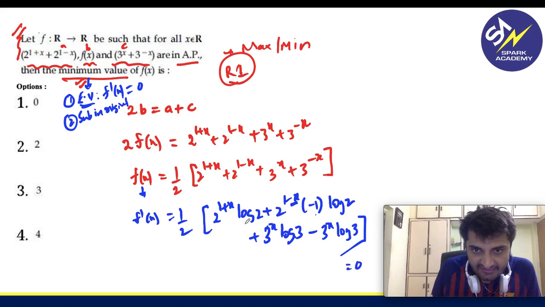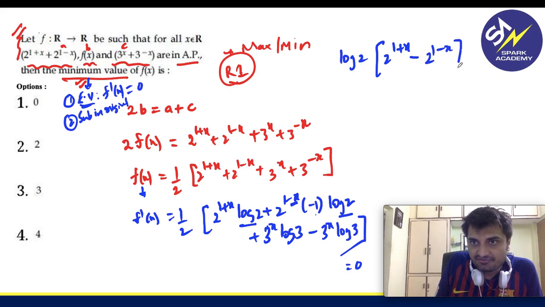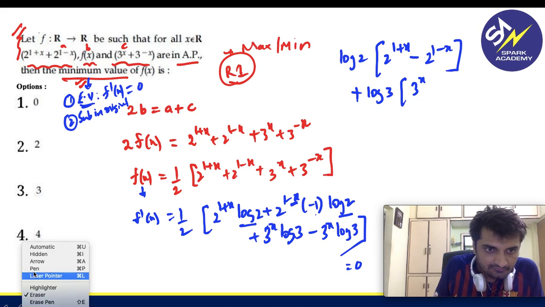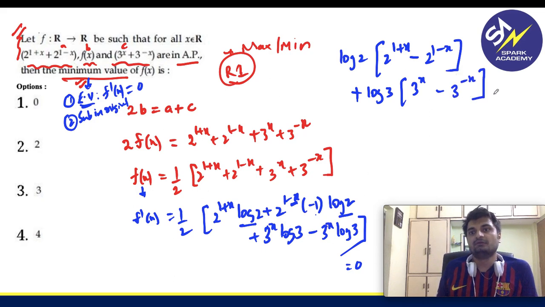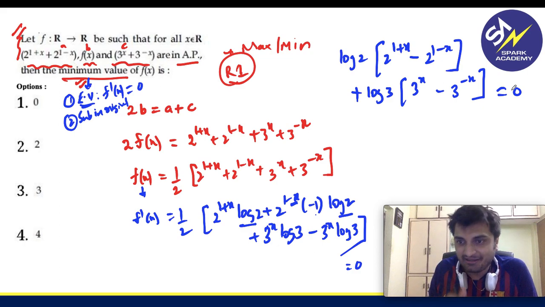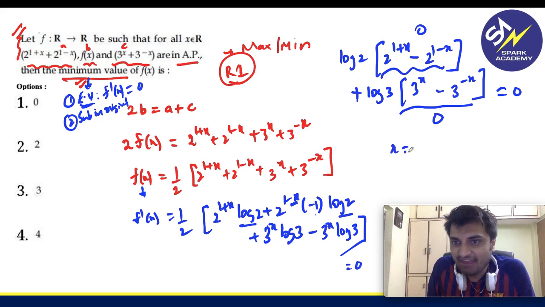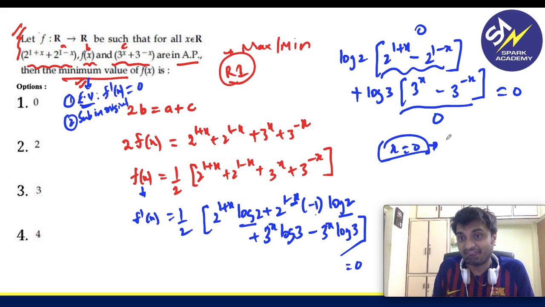So how will I take this now? I can take log 2 common: 2 power 1 plus x minus 2 power 1 minus x, plus log 3 I can take common, 3 power x minus 3 power minus x. That should be 0. Now, when will it become 0, guys? When this is 0, this is 0. Just have a look: if I give x value 0, everything will become 0, right? This will get cancelled. So I'm getting only one extreme value.